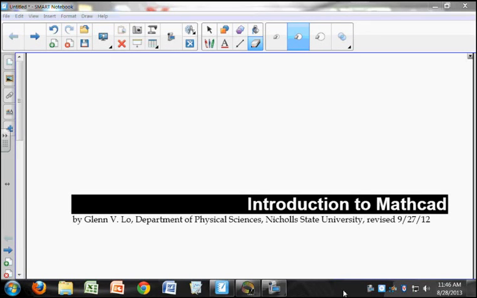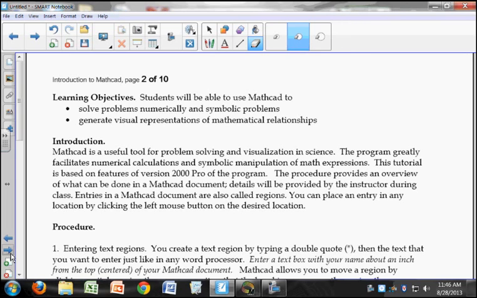Okay, in this lesson we're going to learn how to use Mathcad for solving problems numerically and symbolically, and we'll also learn how to generate visual representations, that means graphs of mathematical relationships. At the end of this activity, you will be generating an animation of an electromagnetic wave.